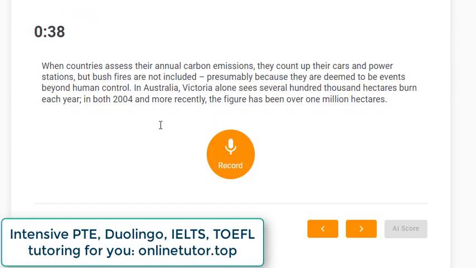Carbon emissions. Okay, carbon emissions. Let's click retry and read it leisurely, and then we will see how much time we left for our supposed preliminary reading, not allowed.